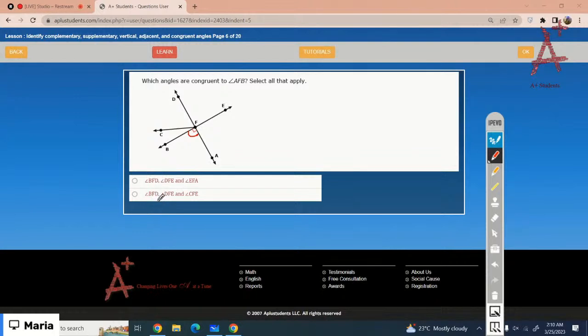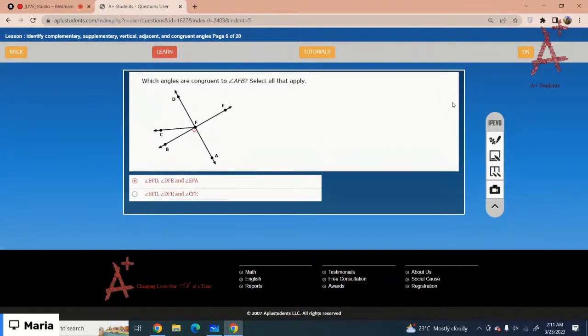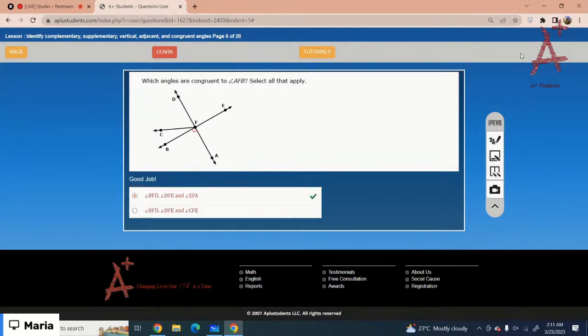It would be option number 1. Option number 2 is the correct option. EFE is not 90 degrees. EFA. Option number 2 is the correct option. No, CFE is not 90. Option 1 is the correct option. So the correct option is option number 1. Got it?